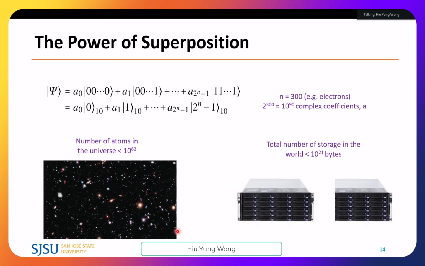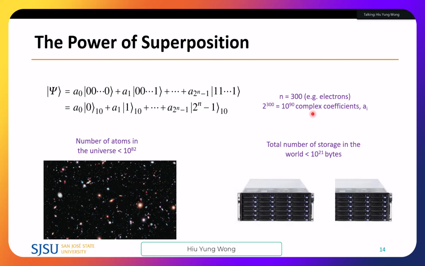And now you see that this is exponential. Why? For example, if I have 300 electrons, spin qubits, let's take it as an example, then it has 2 to the power 300 basis states, as you all know. And that means there are 10 to the power 90 complex numbers needed to describe the state of 300 electrons. Counting 300 electrons is so easy, just 300. But we need 10 to the power 90 complex numbers to describe it.